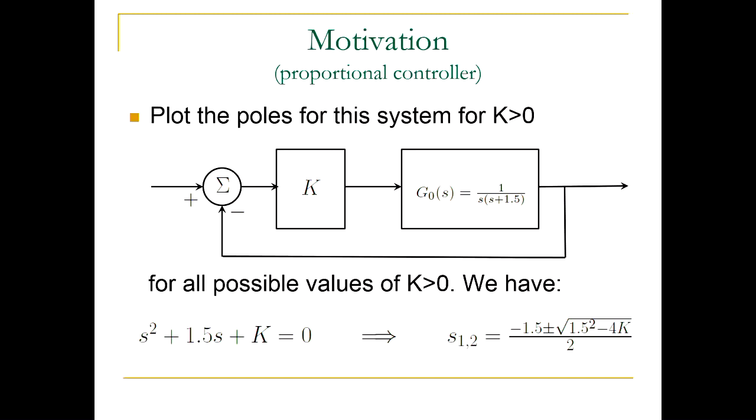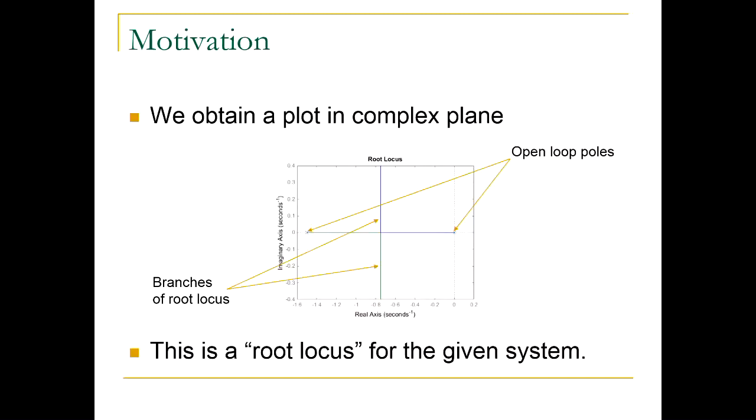So plotting all this in one plot in the complex plane is the root locus. So the root locus for this particular example is given here. These green lines and blue lines are exactly the root locus for this particular example.